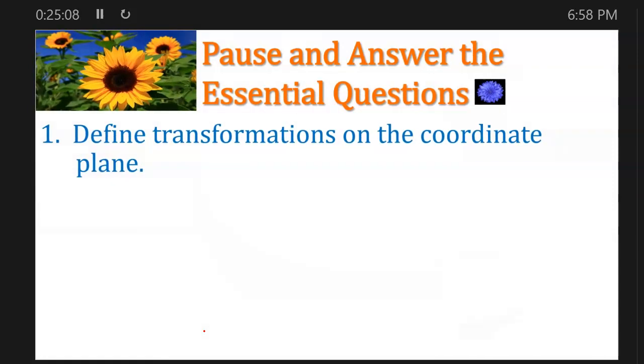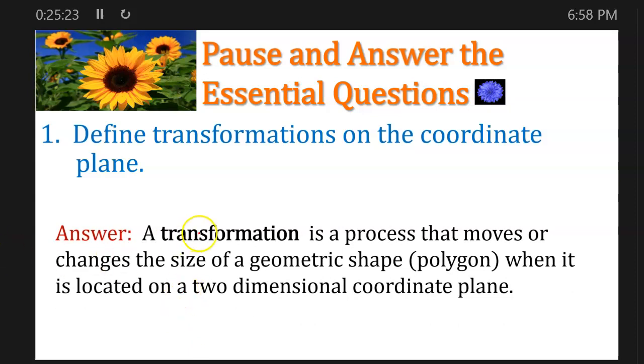Okay, now we're going to pause and try to answer the essential questions on our own. So the first question is, define transformations on the coordinate plane. So go ahead and pause and try to answer. Okay, the answer is a transformation is a process that moves or changes the size of a geometric shape or polygon when it is located on a two-dimensional coordinate plane.